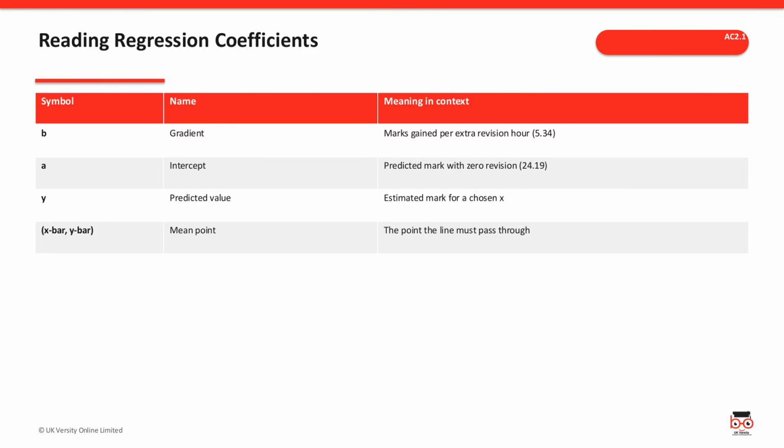Let's lay the symbols out plainly. The gradient b at 5.34 is the marks gained per extra revision hour. The intercept a at 24.19 is the predicted mark for 0 revision. The y-hat on its own is the predicted value, your estimated mark, for a chosen number of hours. And the mean point, x bar, y bar, is the point the line is guaranteed to pass through.